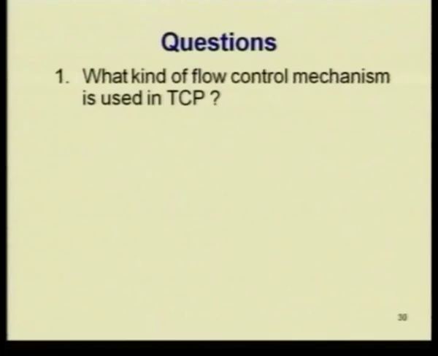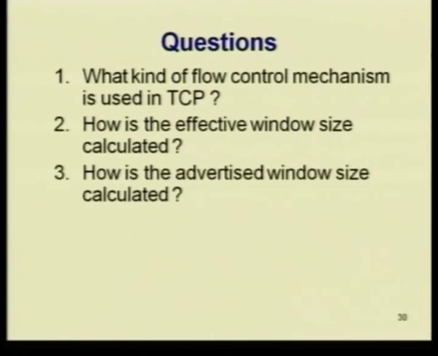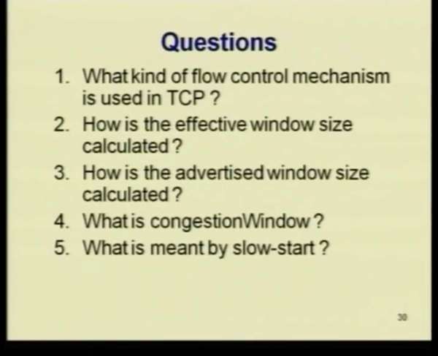Now some questions for a quick review of the topics covered today. Question number 1, what kind of flow control mechanism is used in TCP? Question number 2, how is the effective window size calculated? Question number 3, how is the advertised window size calculated? Question number 4, what is congestion window? Question number 5, what is meant by slow start? Question number 6, why is AIMD, that is additive increase, multiplicative decrease, used?